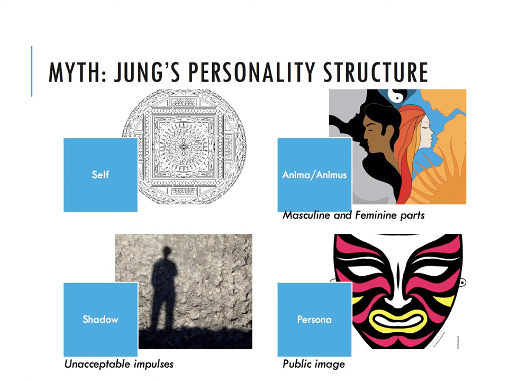And then lastly, the self. So the self is the regulating center of one's personality that brings together the conscious and the unconscious processes. So this is sort of, if you were to think about the personality as being a Venn diagram, the self would be the kind of place where the unconscious and the conscious parts, circles, meet.